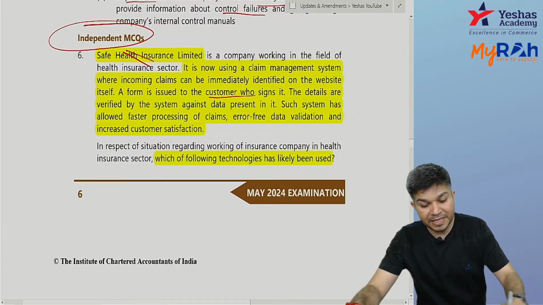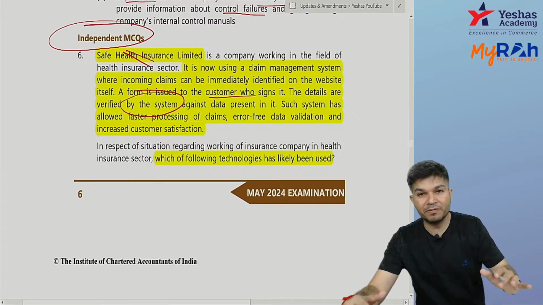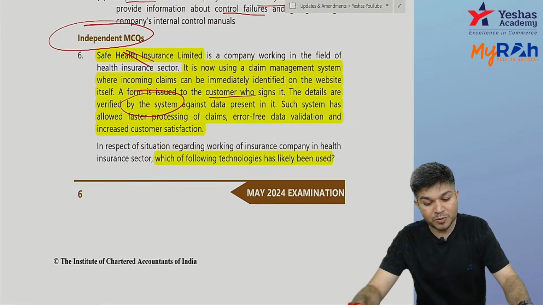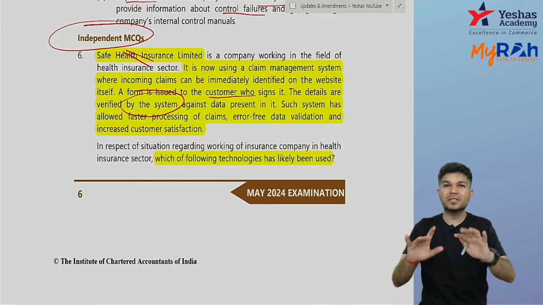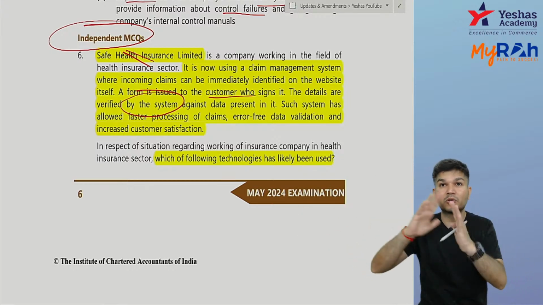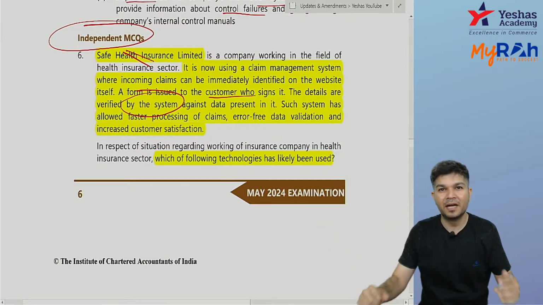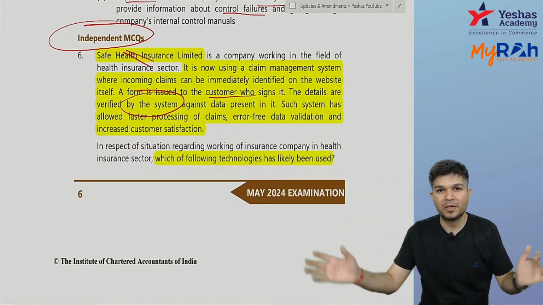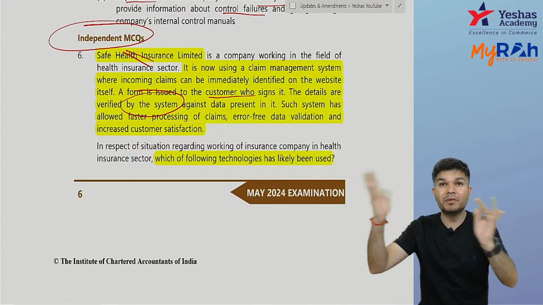The details are verified by the system only. The system will verify the data of the customer against the data presented in it. Such a system allows faster processing of claims, error-free data validation, and increased customer satisfaction. The customer has to fill some form. Automatically, on the website itself, the system will correlate all the data: name, PAN number, age, address, whatever is written, the car number, all will be verified by the system.